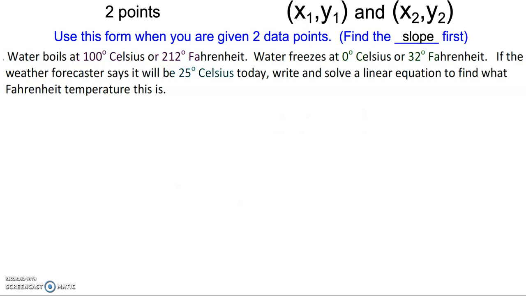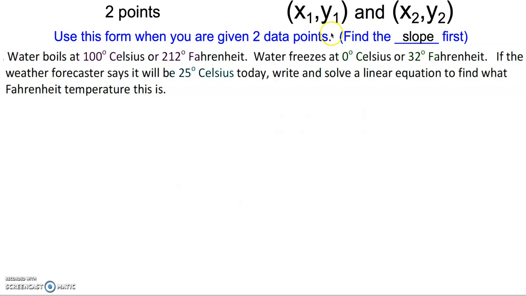Next, we have water boils at 100 degrees Celsius and 212 degrees Fahrenheit. Water freezes at 0 degrees Celsius or 32 degrees Fahrenheit. If the weather forecaster says it's going to be 25 degrees Celsius today, let's write and solve an equation to figure out what Fahrenheit temperature that is.